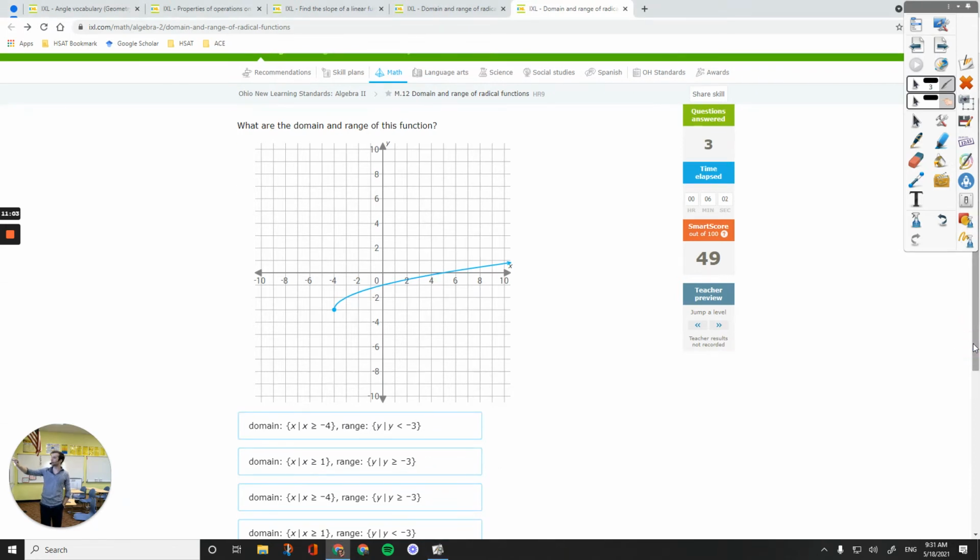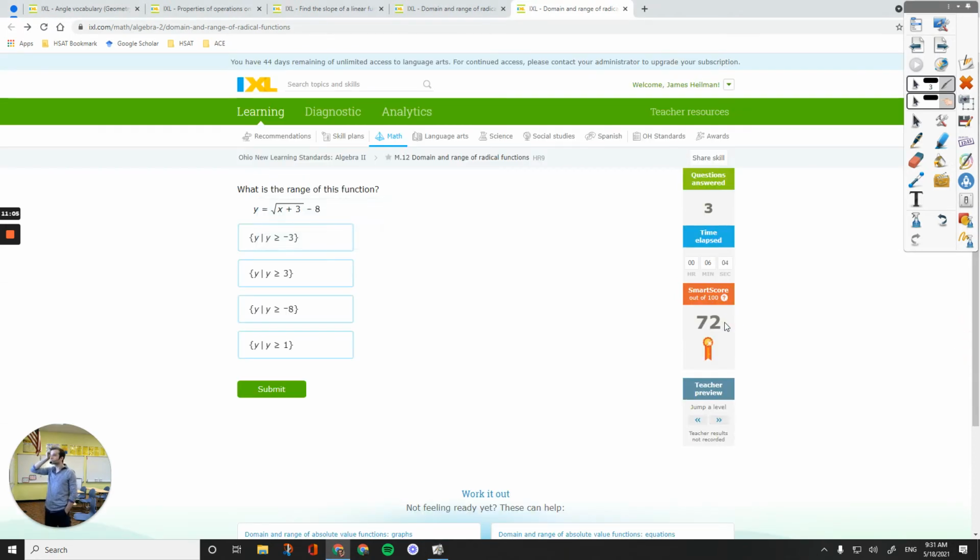Let's do one more. I'll skip one more level. Okay, good question. What is the range of this function? Range is the y values. So with these sort of questions, while you're going to be at 72, which is going to give you a +10. If you reach 70, you'll get +10.